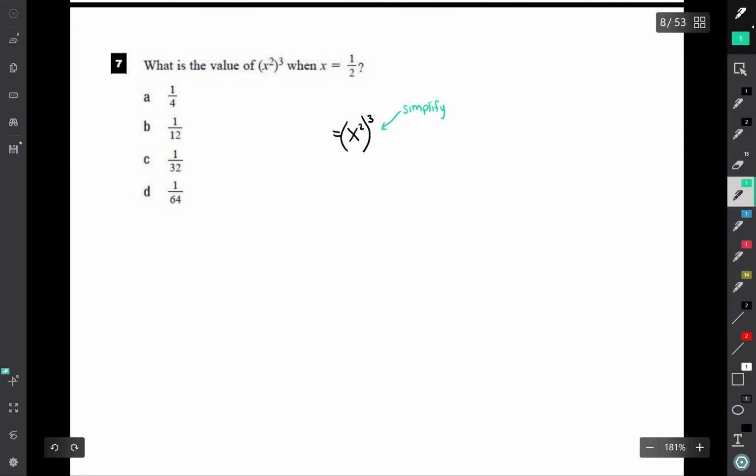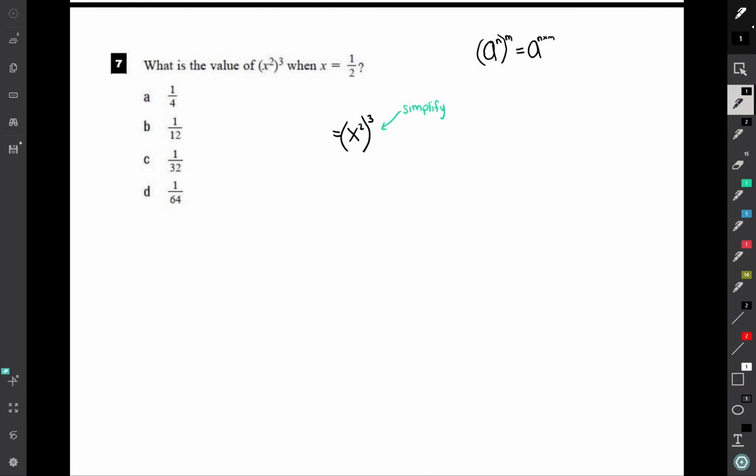Okay, and what exponent law do I use? Well, you remember the power of a power rule, where if we have a exponent n all raised to the exponent m, we get a exponent n times m. Okay, so that's what I'm going to do here. So I'm going to do x, well, 2 times 3 is 6.